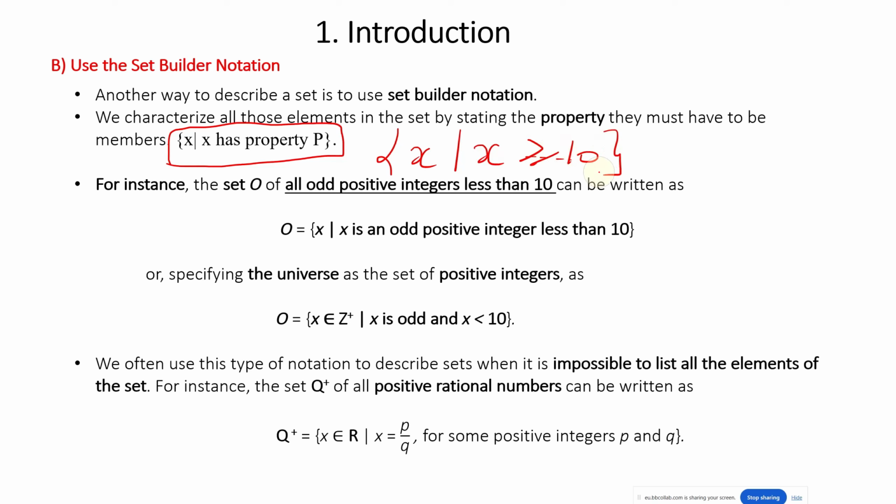So this is the set of all x's where x is bigger than 10, and I can also make it bigger than, lesser than, something like that. Or making them all odd integers. So for example, O is the set of all x's where each x is an odd positive integer less than 10. So that's the representation of the set.